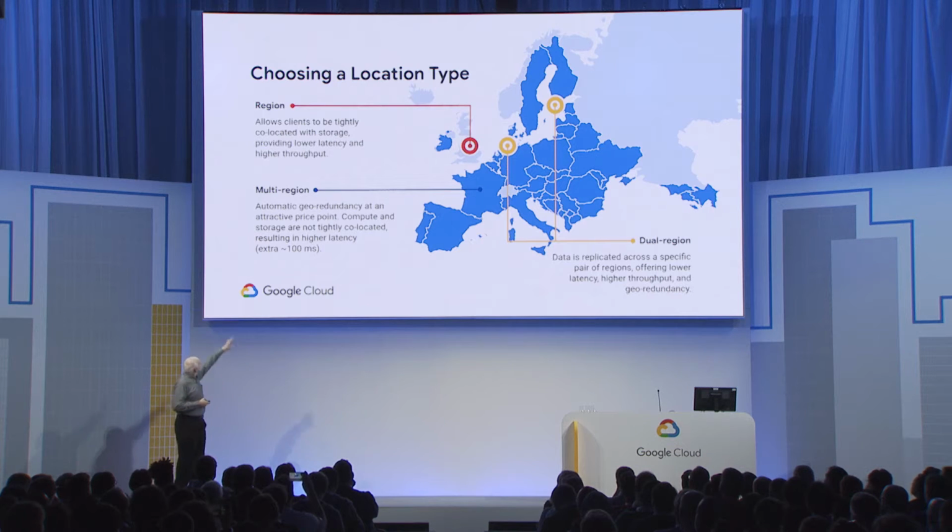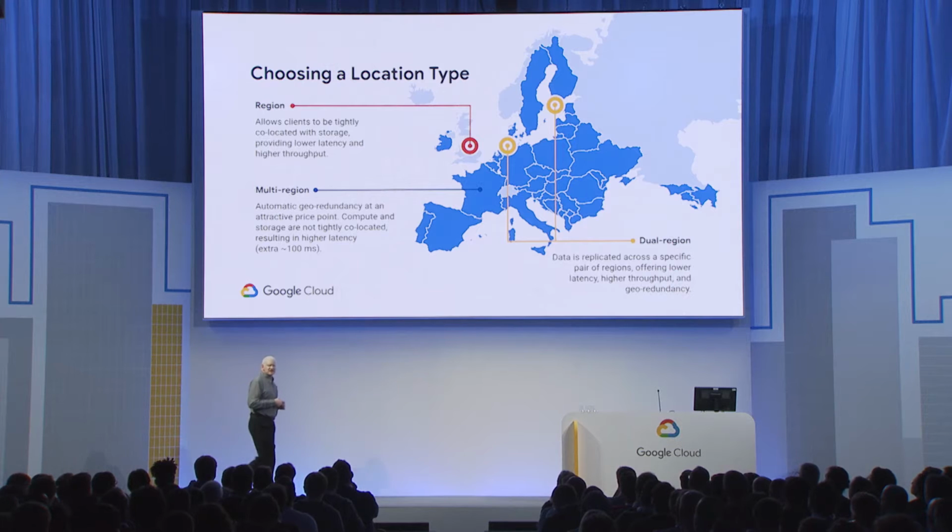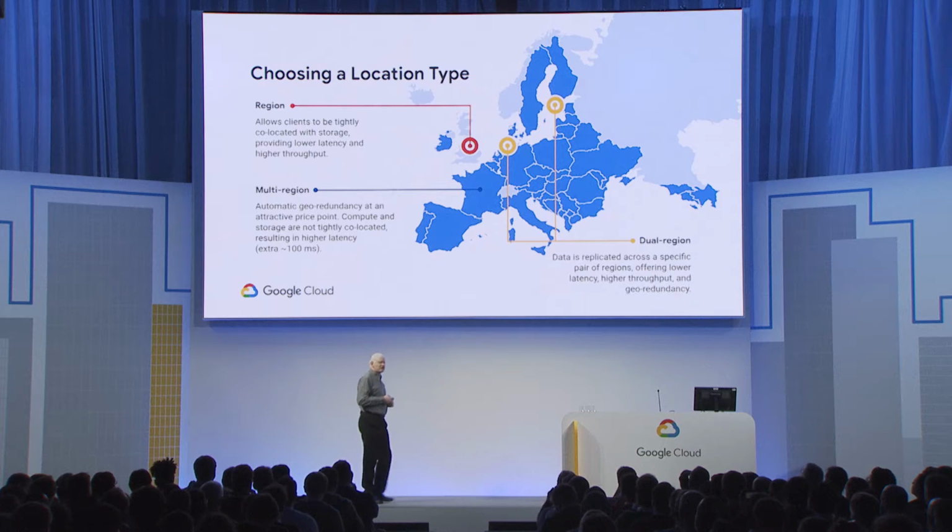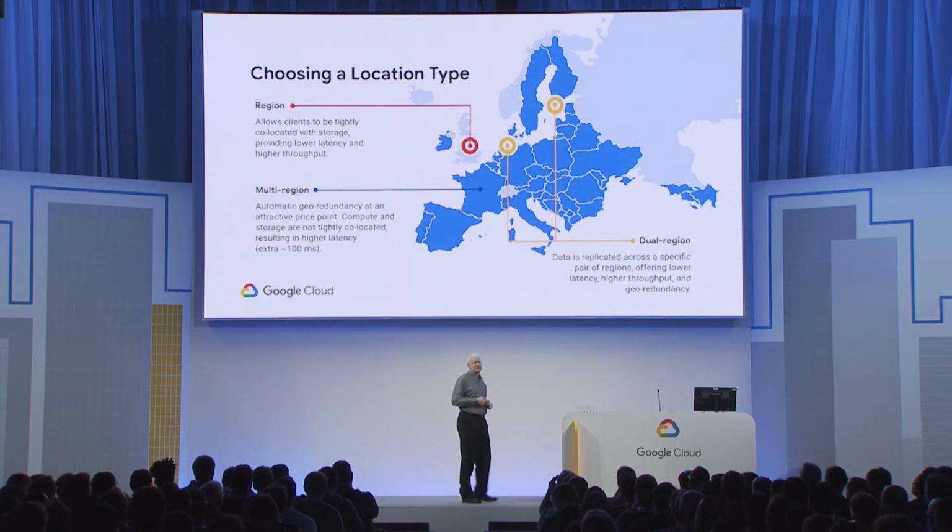So let's explore that a little bit more. With regional data, very much optimized for situations where you want your data to be located close to your compute. Right? So it's a single location. You can put your compute right next to your regional data, and away you go. Low latency access to that data.